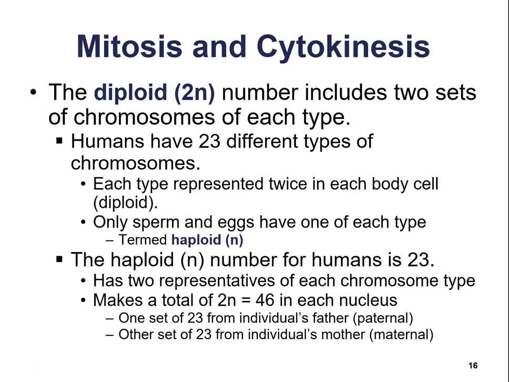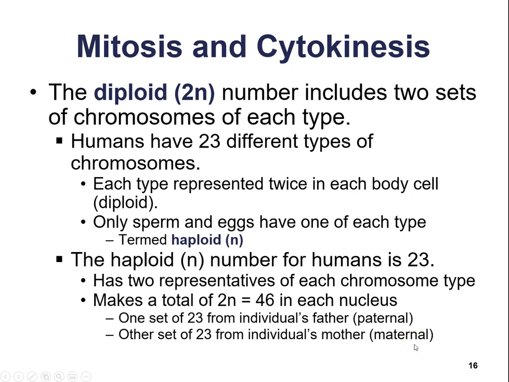When we talk about haploid or N, diploid 2N equals 46, 2 sets of 23. The only cells in the human body that have a haploid number of chromosomes are sperm and egg cells, the gametes, which are the sex cells. When the sperm and the egg come together to form that zygote, there's your 46. That makes a total of 2N equals 46 in each nucleus: one set from the individual's father, which we call paternal, and the other set from the individual's mother, which we call maternal.